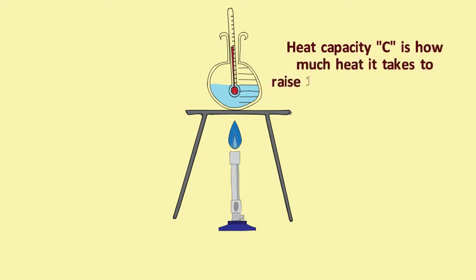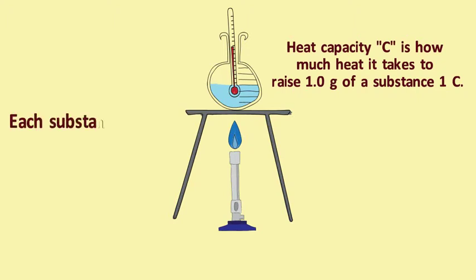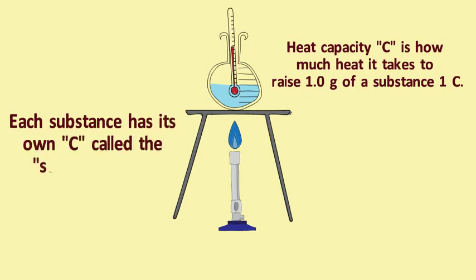Heat capacity is how much heat it takes to raise 1 gram of a substance 1 degree Celsius. Every substance has its own particular heat capacity. This is known as the specific heat, usually denoted as an S. Specific heat is S.